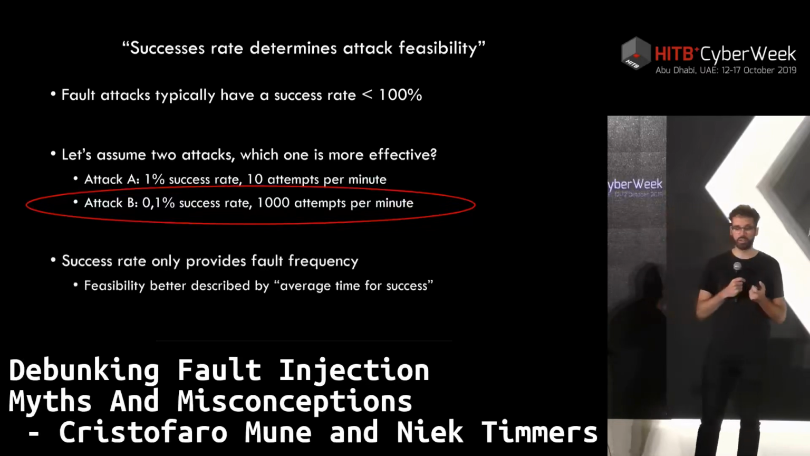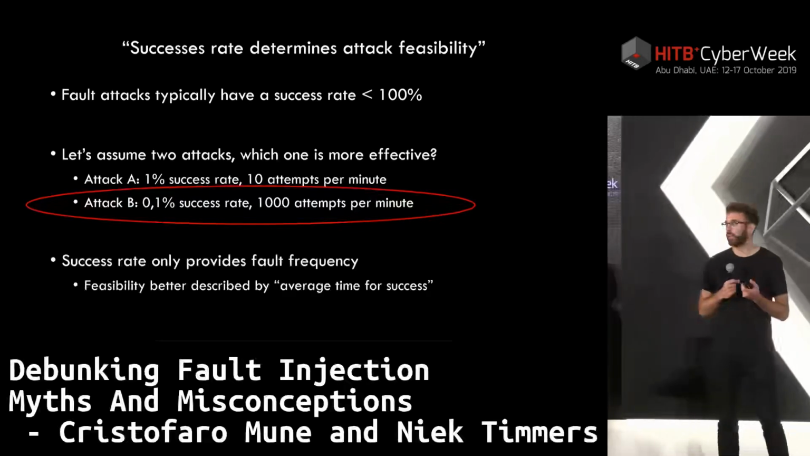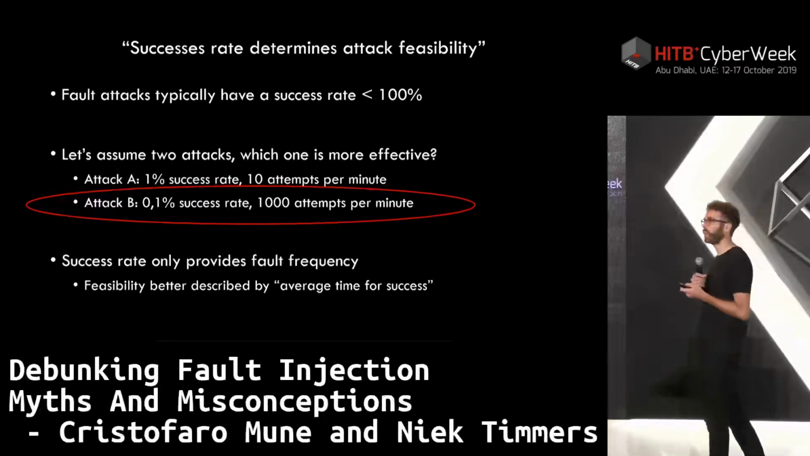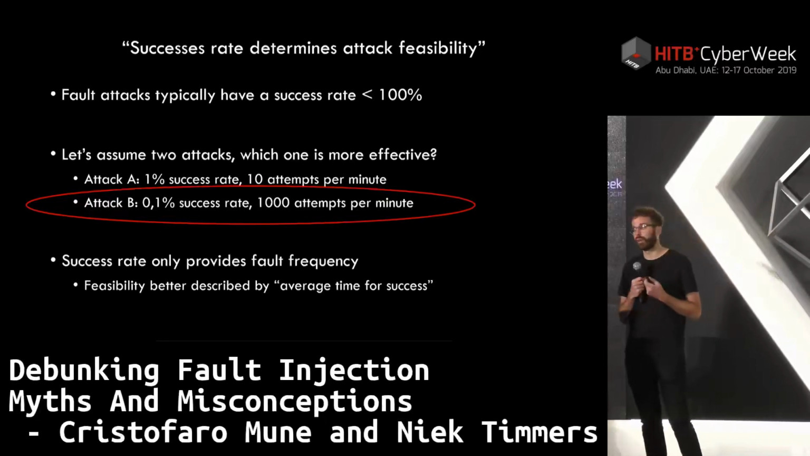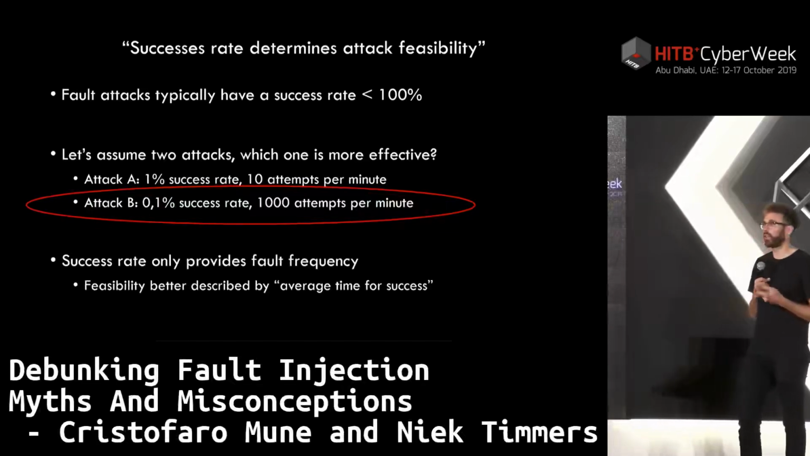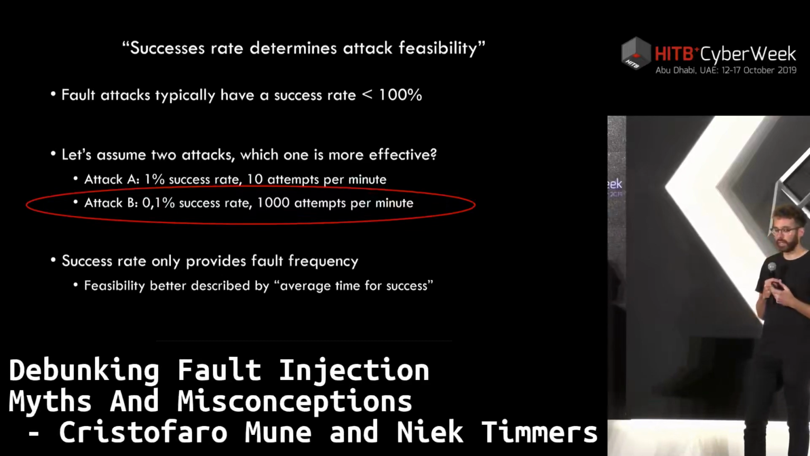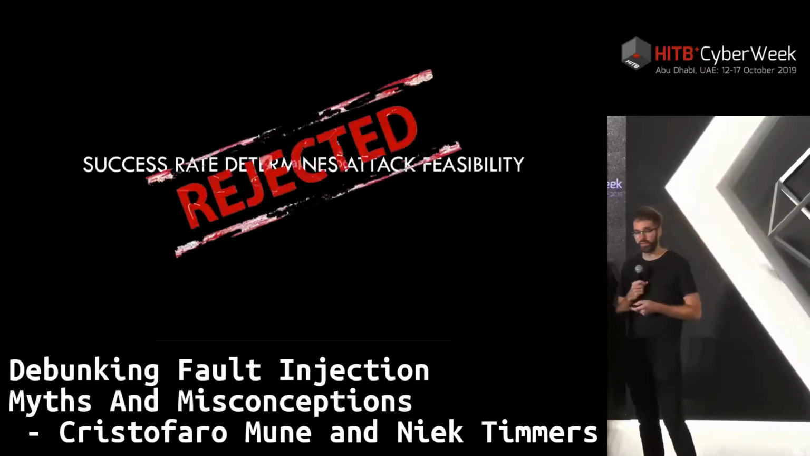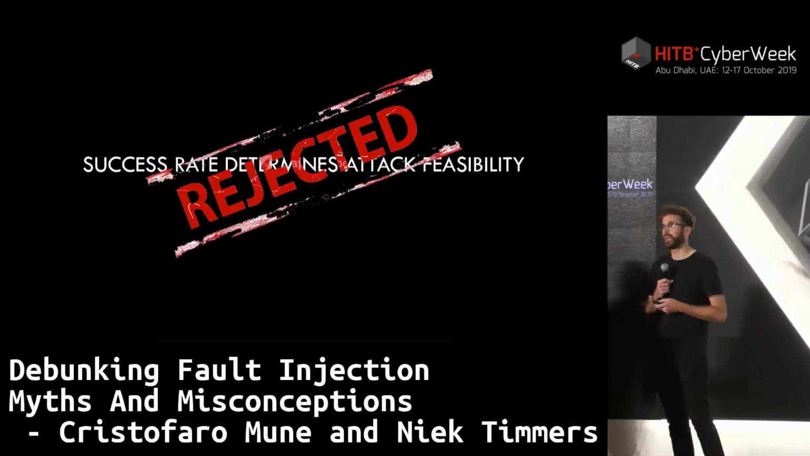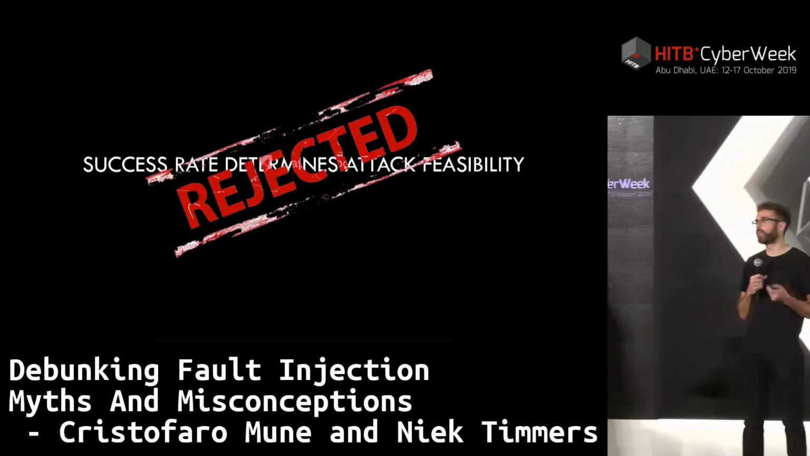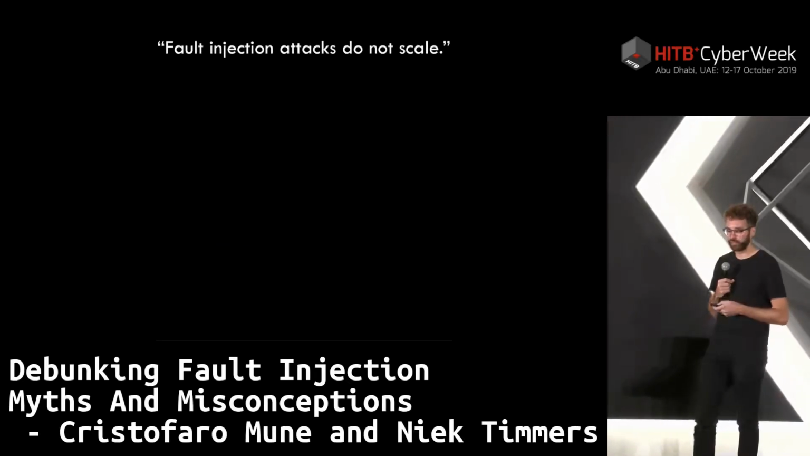So this shows that the success rate itself, the absolute success rate, only provides the fault frequency. It still gives you some information, but it doesn't paint the whole picture. And it doesn't really provide you the number you need for determining the impact of an attack. So the feasibility we'd like to stress is better described by an average time for success rather than an average attempt for success. So again, this myth, we also like to say, is rejected. It's better to focus on the time you need to perform an attack than the number of attempts you really need, because you miss some information there.